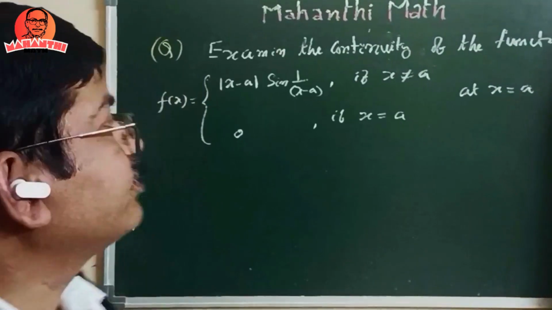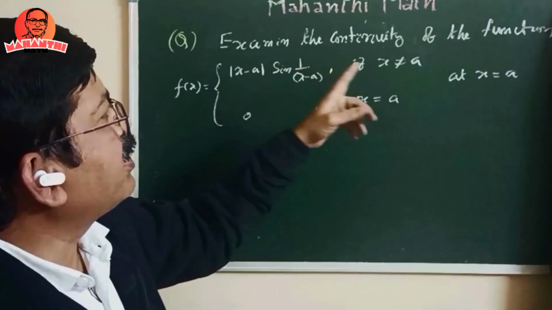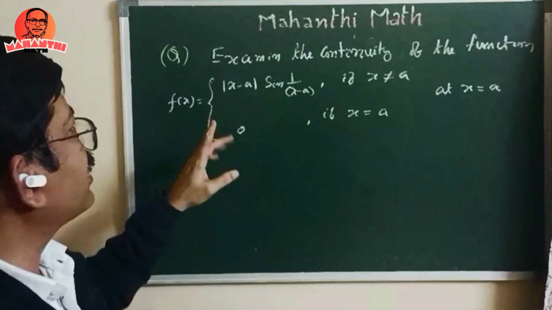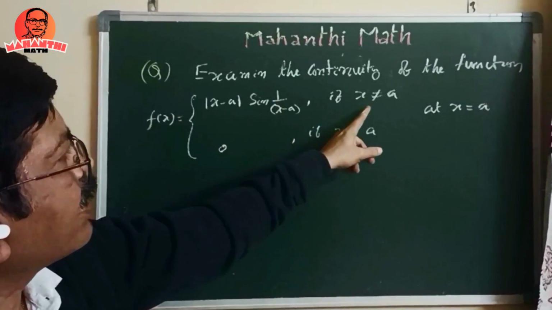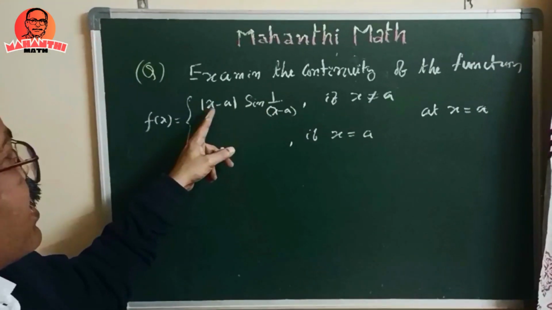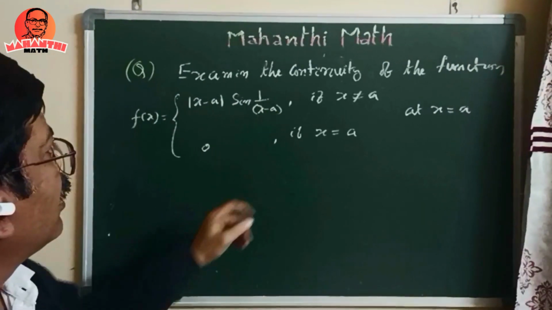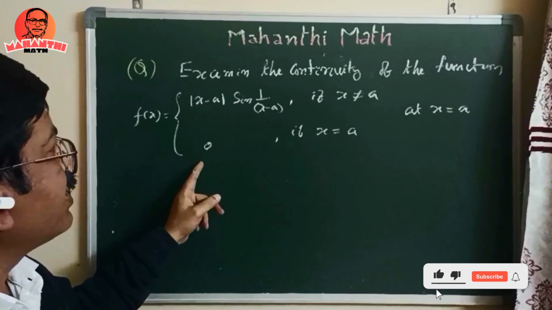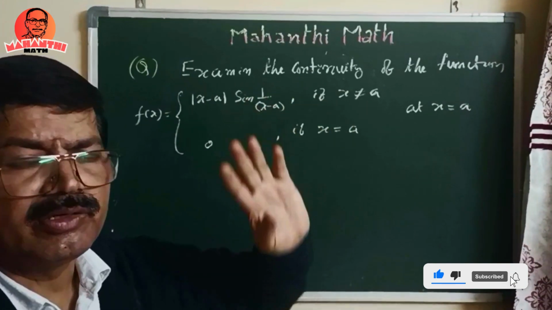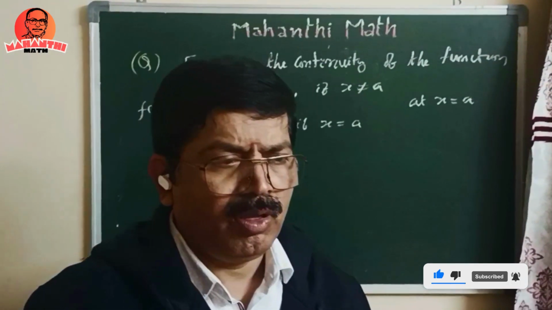You see this sum. Examine the continuity of the function. The function is given like this: when x is not equal to a, mod x minus a into sine 1 by x minus a. Here there is no mod when x equal to a, it is 0. You have to check the continuity at x equal to a.